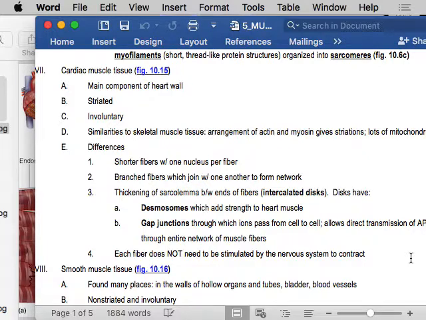So what does the nervous system do to the heart? It just controls the rate. So the metaphor that I use for it is the heart has its own starter, right? But you have a gas pedal and brakes with the nervous system.